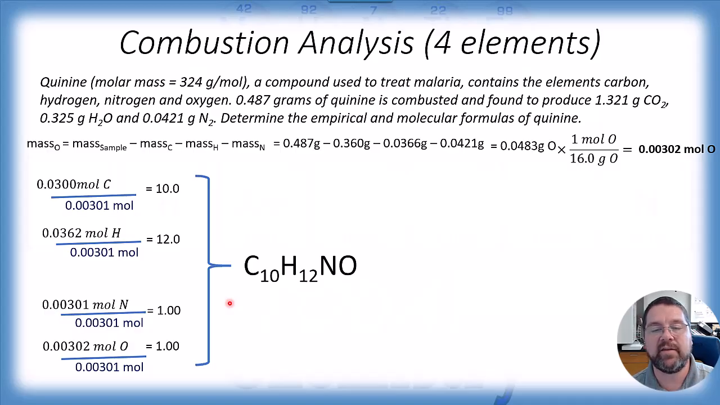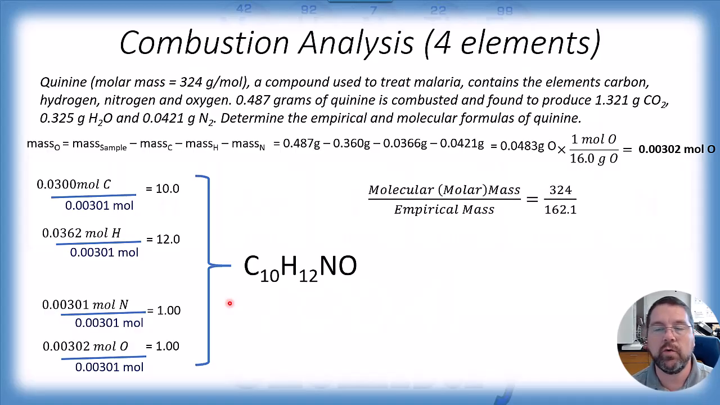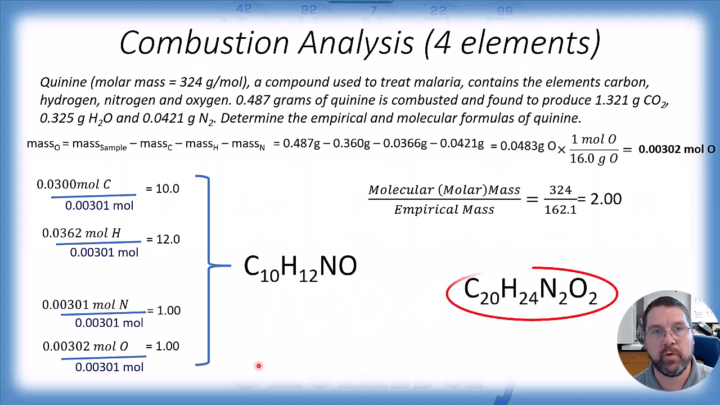So we'll call that the empirical mass. If we calculate that, 10 times the mass of carbon plus 12 times the mass of hydrogen plus 1 times the mass of nitrogen, 1 times the mass of oxygen, we find the empirical mass here to be 162.1, depending on how many sig figs you're using. So we would divide that into the molar mass, and we get a value of 2. So now that becomes the multiplier for all of the subscripts in the empirical formula. And so the molecular formula for quinine would be C20H24N2O2.